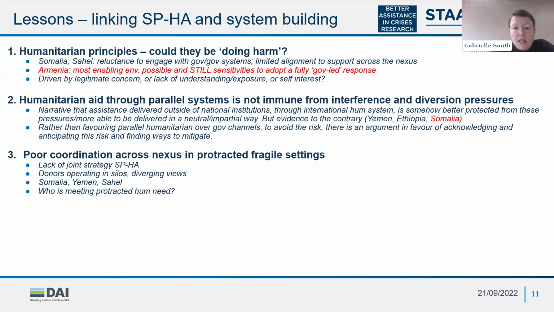So these case studies highlight a reluctance among humanitarian actors to engage with government and government systems. The problem with this is probably best illustrated by the case of Armenia. So this is one of the most enabling environments that it's possible to have in order for international partners to contribute to a government-led social protection response. It's a stable state. There's no historical long-term humanitarian presence in the country. There's a strong government. There's a strong social protection system. There's no protection concerns about government's conduct in the conflict, or concerns about diversion.